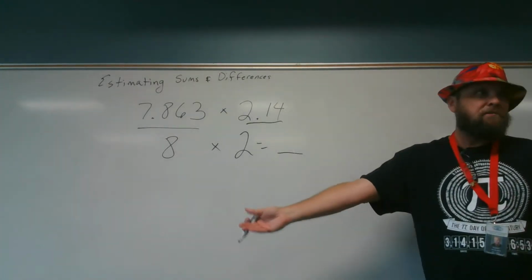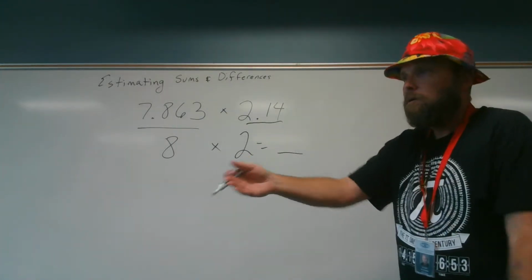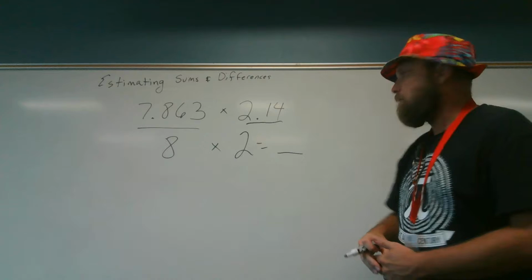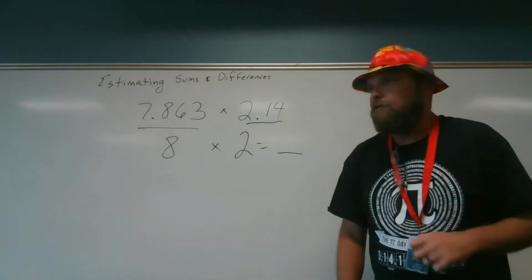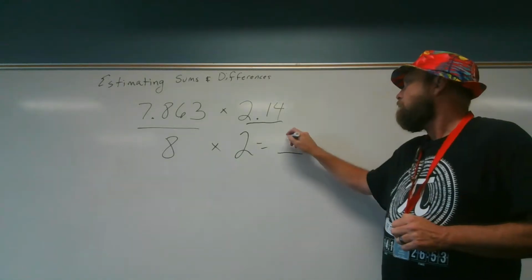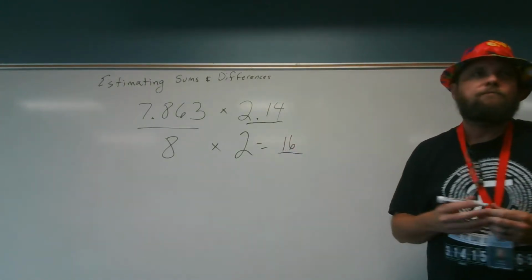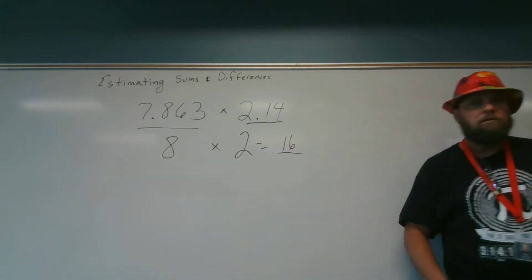I called on unusual. She told me yesterday her name is unusual. No, unique. Oh, unique. You told me yesterday your name was unique. So unique, what is the product of 8 and 2? 16. 1 ten, 6 ones. Okay?